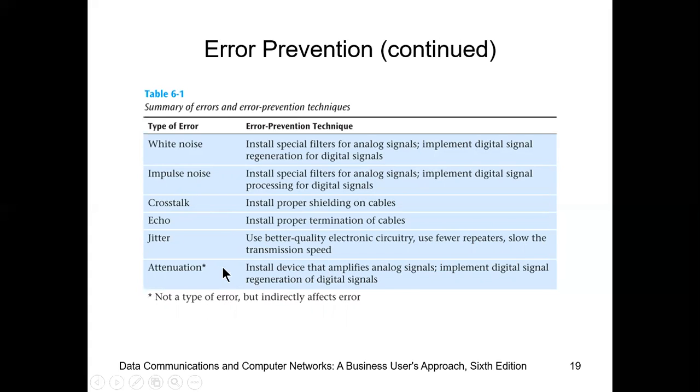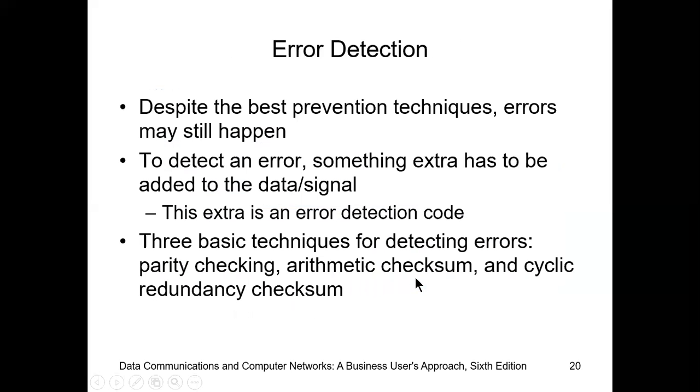Then the attenuation, install devices such as amplifiers, right? The switch to amplify the signals when there's continuous loss of what? Loss of data. Now let's talk about error detection apart from what you have seen, okay? Those techniques for preventing. Now I've got also techniques for detecting.